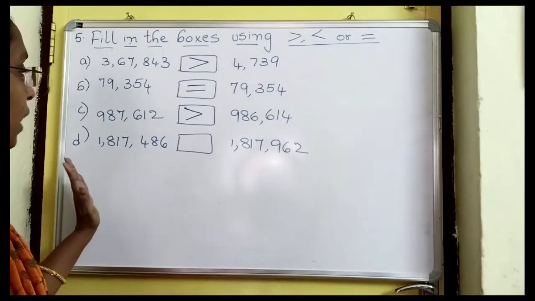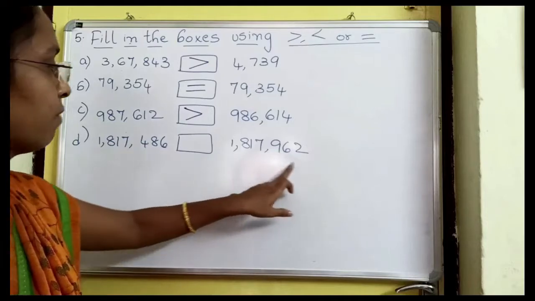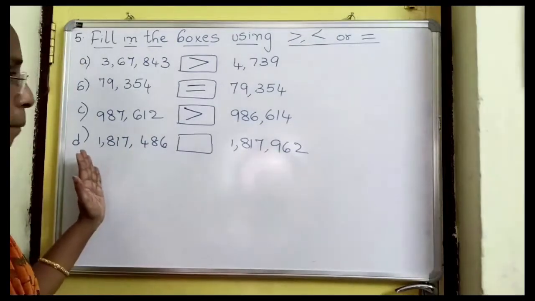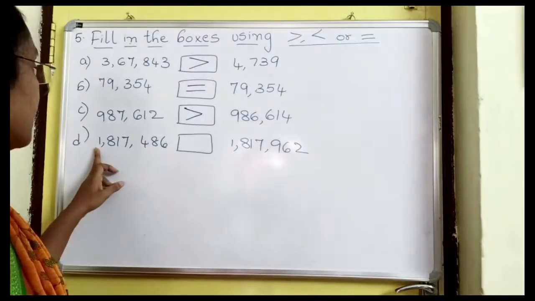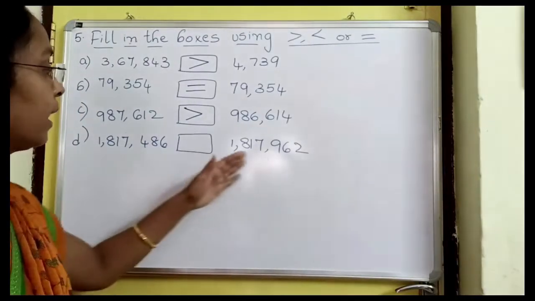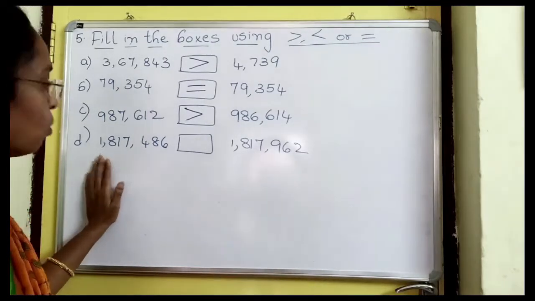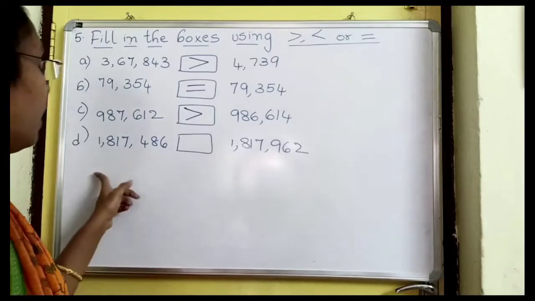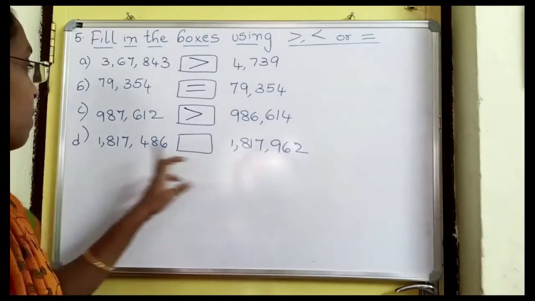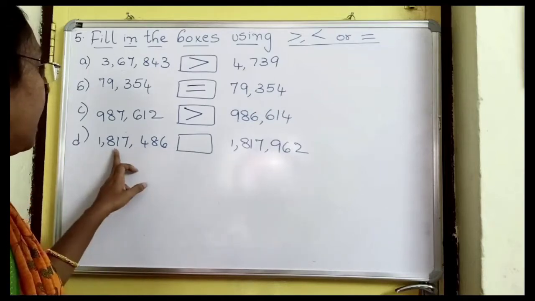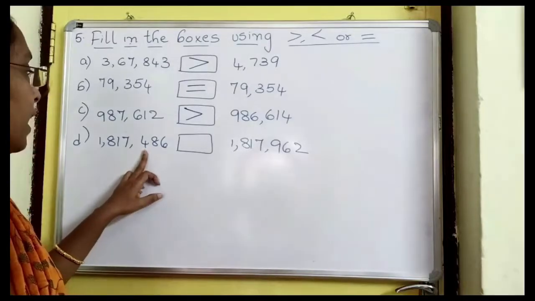Next count the number of digits: 1, 2, 3, 4, 5, 6, 7. Here also 7 and here also 7. So compare the highest place values. The first highest place value is the millions place. This is the international place value system. So in the millions place both the numbers are 1, and in the thousands period also the number is the same, 817, 817.